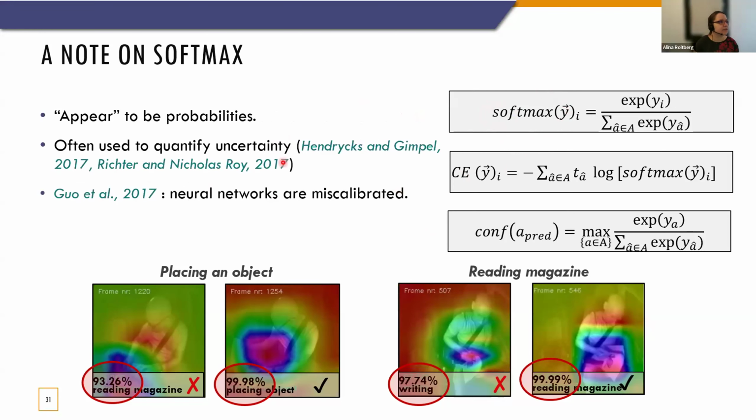The problem is in this word appear. It appears to be probabilities, and in fact it is often used to quantify uncertainty, and also often used for open set recognition to reject new classes. But there was this worrying evidence published by Guo et al. in 2016 showing that neural networks are horribly miscalibrated, meaning that if you don't do anything, you will often have incorrect predictions with very high top-one confidence. So here, for example, 93%, but it's incorrect, or 97%, also for incorrect predictions.